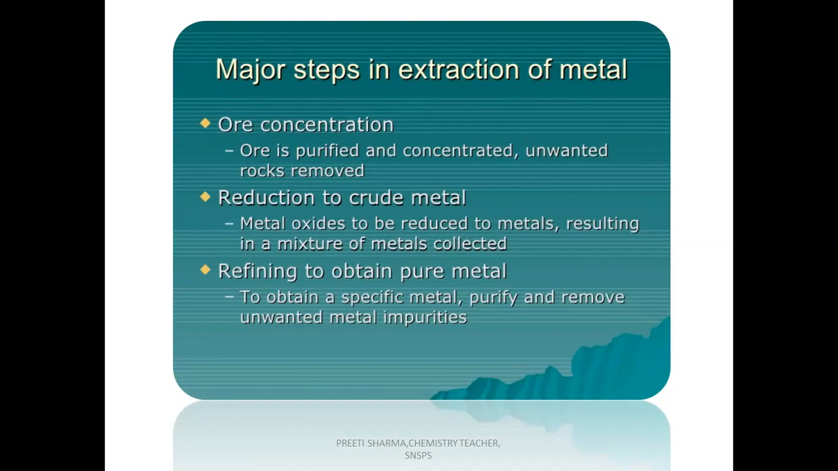For example, we have 100% impure metal. In the first step, we apply the concentration method. Here 20% is removed, impurities are removed. 20% purity is gained only, right? 80% is still left. Now reduction to the crude metal, when we do this step, 80% of the metal becomes pure, but 20% is still left. And the last step, which we will apply, is the purification or refining technique, then we'll get 100% pure metal.